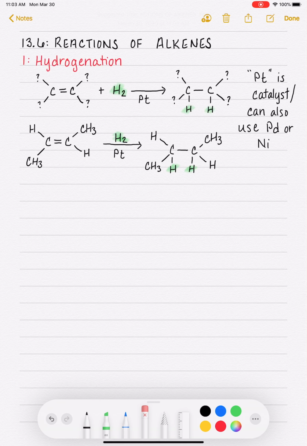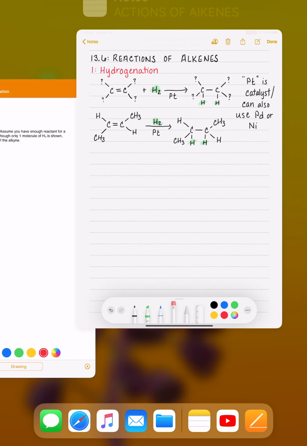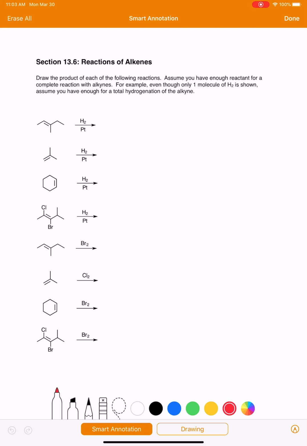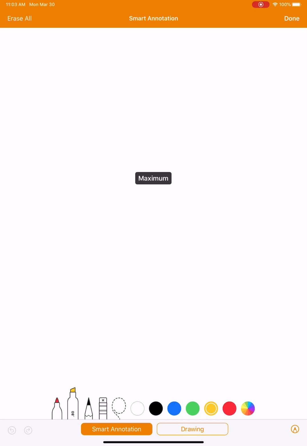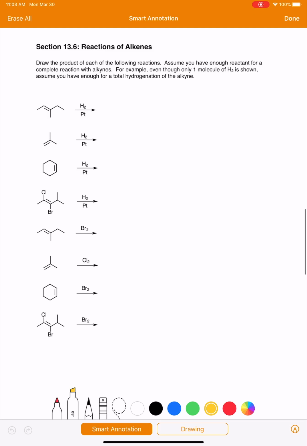So before we move on to another reaction, let's go to the worksheet for this section, 13.6. On this worksheet, the first 4 problems are practicing the hydrogenation reaction. So let's just practice it right away. Now, one thing that's a little different with these is that our reactant is given to us in a line structure instead of written out as a Lewis structure or a condensed structure like I just did.